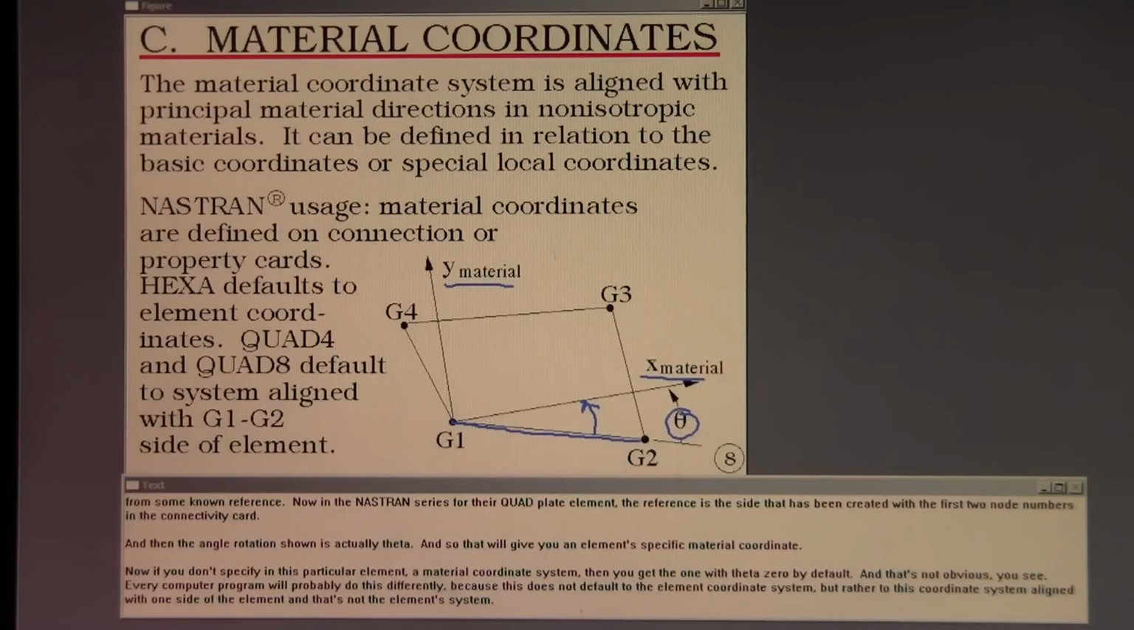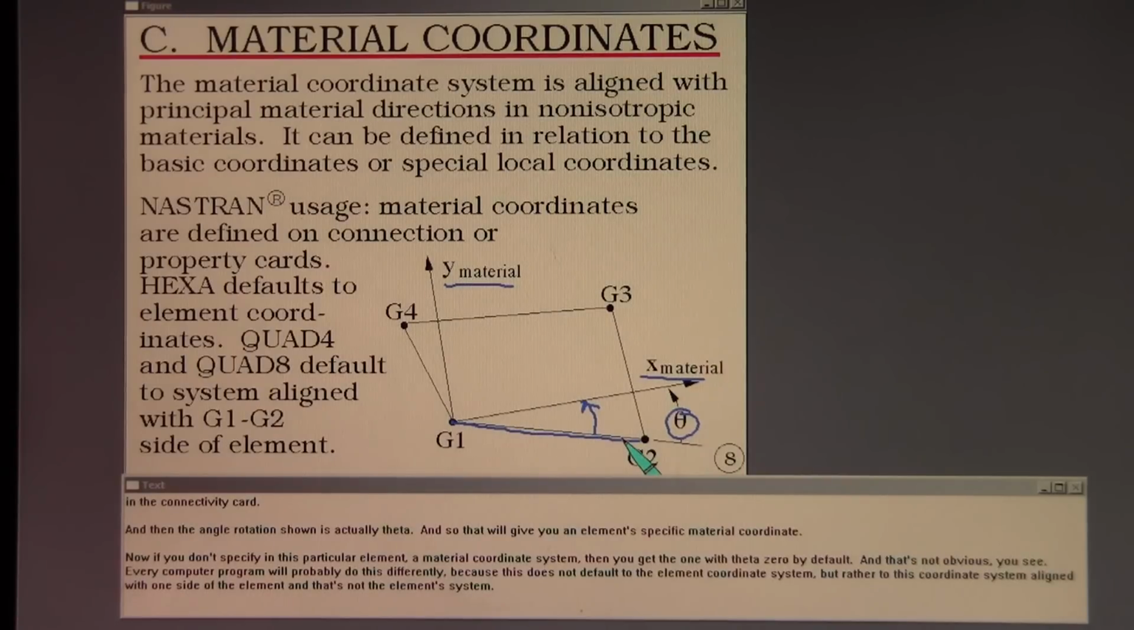Now, if you don't specify in this particular element a material coordinate system, then you get the one with theta 0 by default. And that's not obvious, you see. Every computer program will probably do this differently because this does not default to the element coordinate system, but rather to this coordinate system aligned with one side of the element, and that's not the element system.